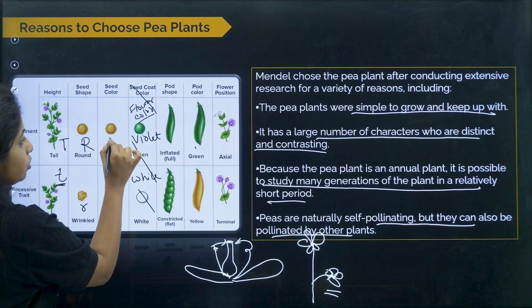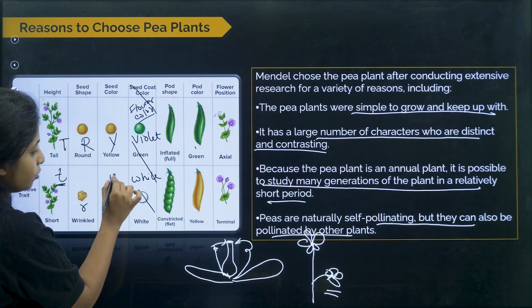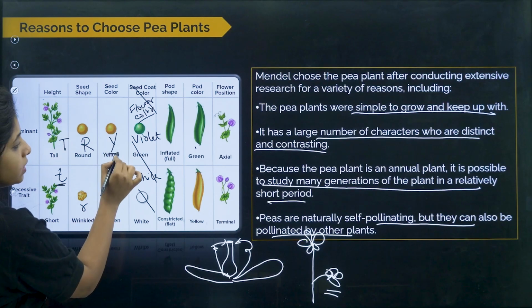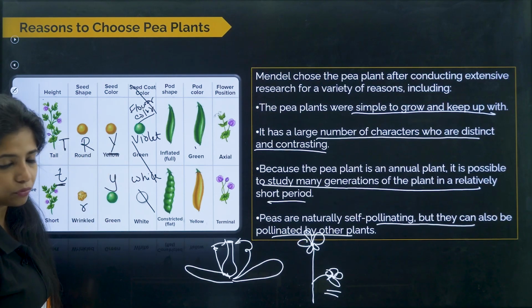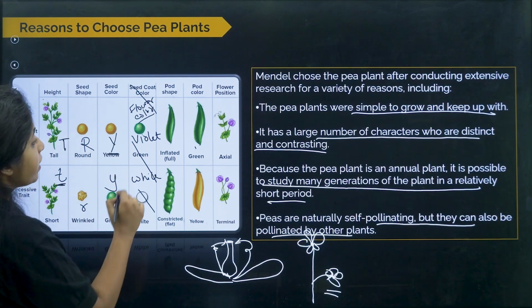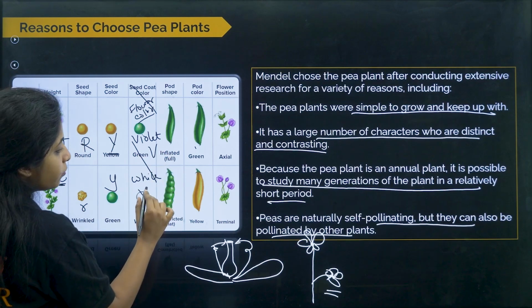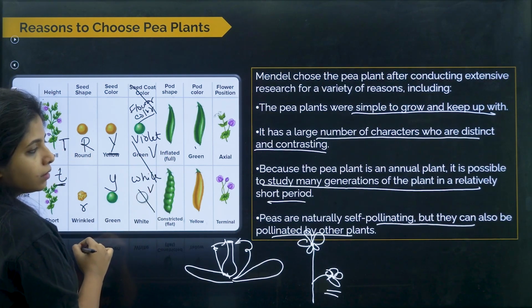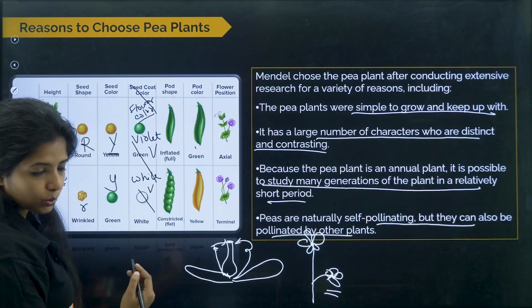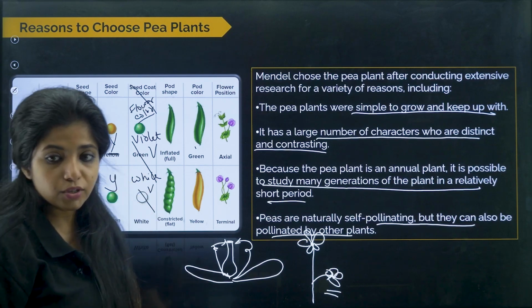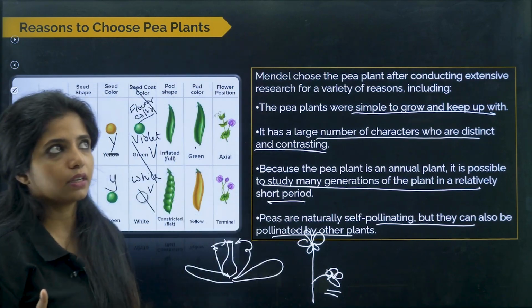For yellow color, I would use Y. Over here, green color, I would use small y. Because yellow is dominant, which is why I used capital Y over here and small y over here. For violet, I will be using capital V. Over here, for white, I will be using small v. Got it? So this is how things work. Please use it accordingly. There's only one difference, I think.